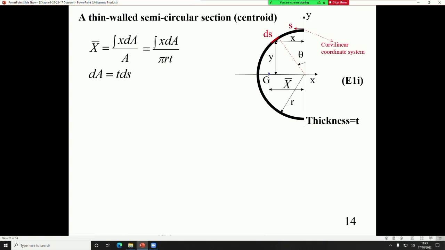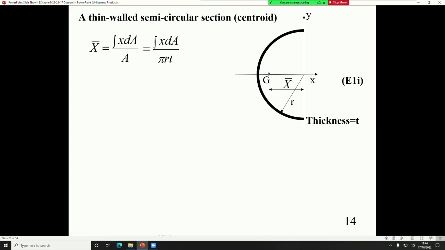Now, the problem here is that I have changed dA to T dS, so I've got rid of one of the dimensions. I have a curvilinear coordinate system, and I have a Cartesian coordinate here. So we have two different coordinates now, X and dS. Because the shape is semicircular or circular, I can convert both the curvilinear coordinate system and the Cartesian coordinate system to polar coordinates. So I repeat, this is how I started it. That is the equation I have.